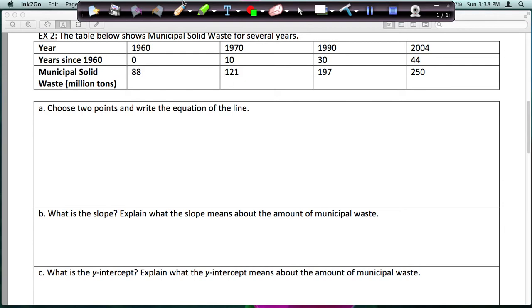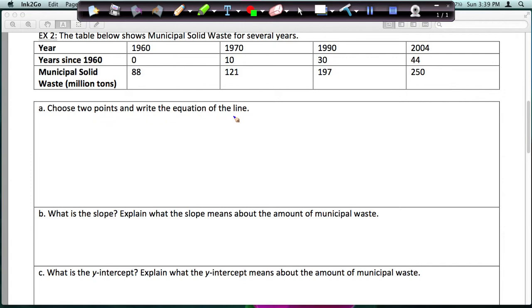Okay, let's look at an example where we use the point slope formula. We have here the year since 1960, those are our x values, and then our y values are the solid waste produced in million tons. So in 1960, the year since 1960 was 0, and 88 million tons of solid waste was produced. So A says choose 2 points and write the equation of the line.